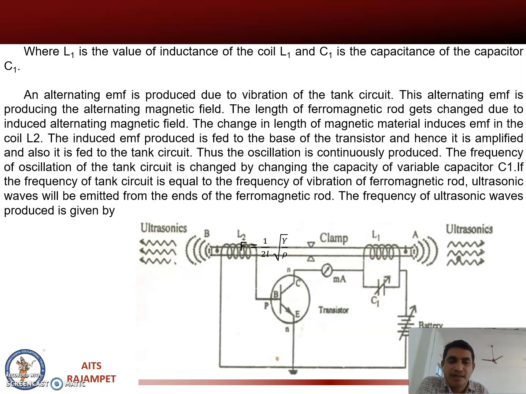Working is a little bit similar to the piezoelectric method. An alternating EMF is produced due to the vibration of the tank circuit. This EMF produces the alternating magnetic field. The length of the ferromagnetic rod changes due to the induced alternating magnetic field. The change in the length of the magnetic material induces EMF in the coil L2.